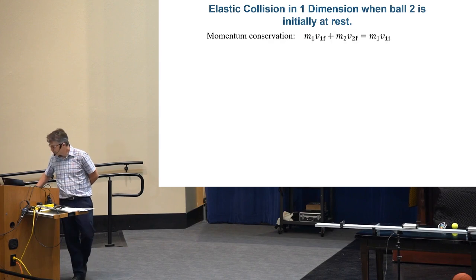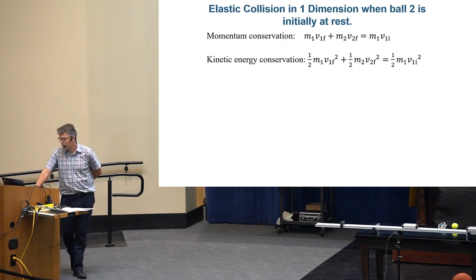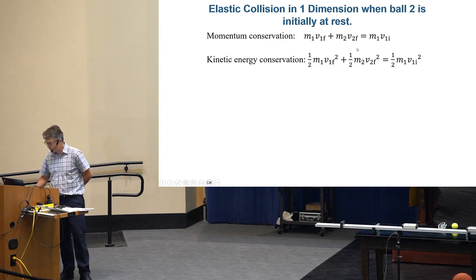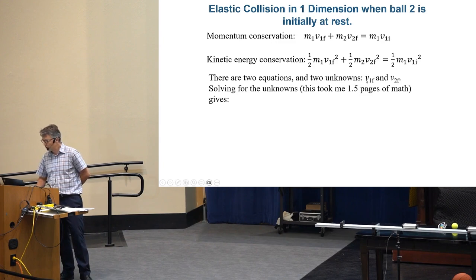So there's two equations and two unknowns here. You've got momentum conservation and kinetic energy conservation. These are two equations. The two unknowns are the final velocities of the two balls. But you know things like the initial velocity of ball 1. You know the initial velocity of ball 2 is 0 because you've set it to be 0. And you know the masses.